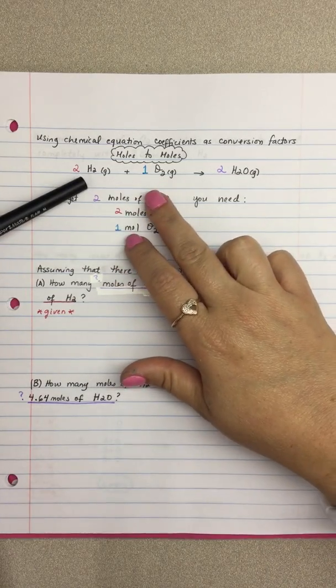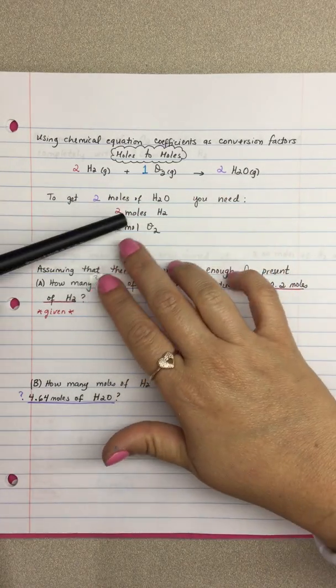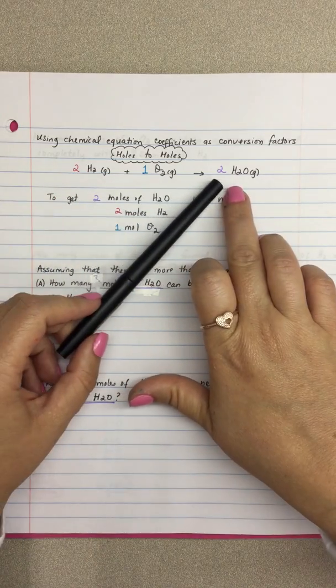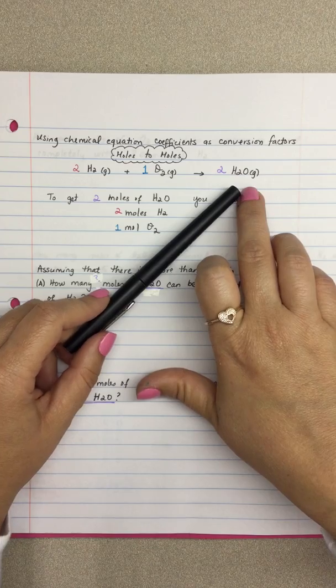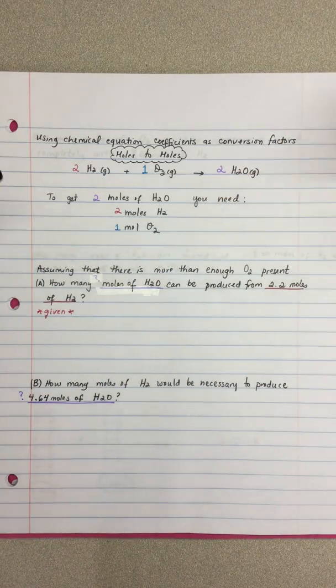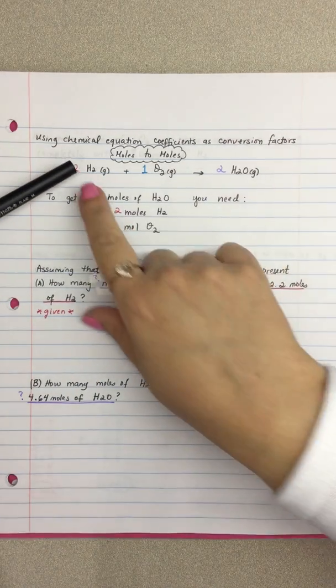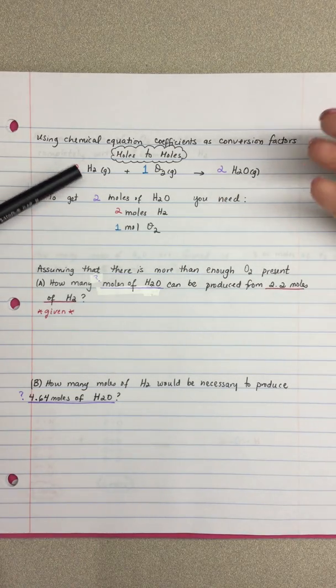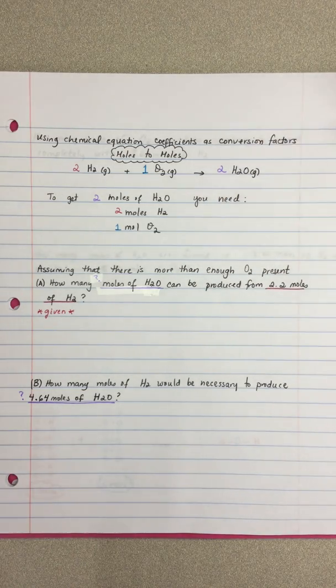So looking at your balanced equation, it's the same one. Every 2 moles of hydrogen that react with 1 mole of oxygen form 2 moles of water. And that's what you have here. Now, you can use this as a recipe to find out any amount that you need.